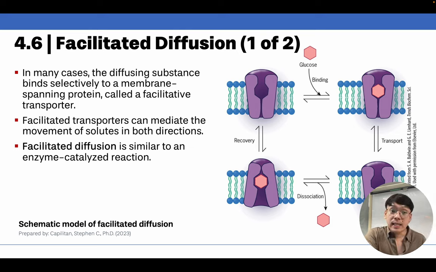Facilitated diffusion. In many cases, the diffusing molecule binds selectively to a membrane-spanning protein, and we call it a facilitative transporter. These FTs can mediate the movement of solutes in both directions. So this is a schematic model for the facilitated diffusion of glucose, depicting the alternating conformation of a carrier that exposes the glucose binding site to either the inside or outside of the membrane. So there is dissociation, transport, recovery. It binds to this transporter, the FT, transports inside and dissociates, and then it recovers and is open again for a glucose to bind.